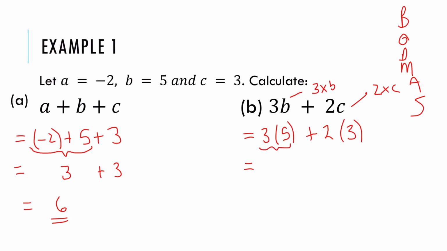So 3 times 5 gives me 15, the plus stays in the middle, and 2 times 3 gives me 6. Finally, I can add those two numbers together. 15 plus 6 gives me 21.